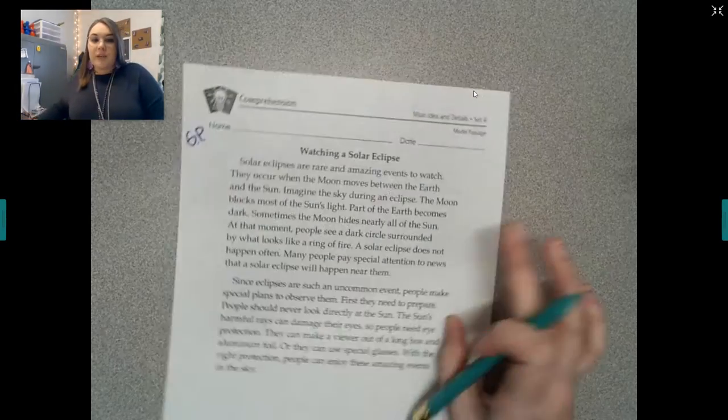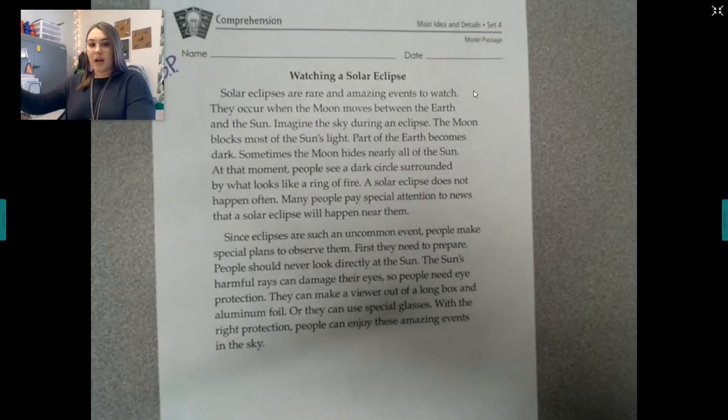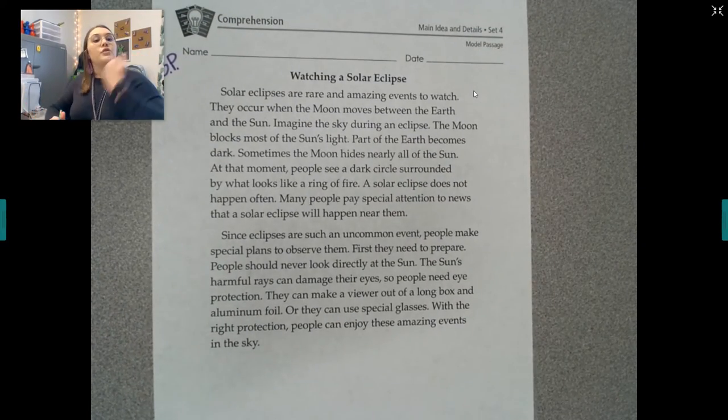Okay. This passage is called Watching a Solar Eclipse. Now, something that I've noticed you guys doing is you are not writing your central ideas in a complete sentence. In fourth grade, we only write in complete sentences unless I tell you otherwise. And so your central ideas have to be in a complete sentence.